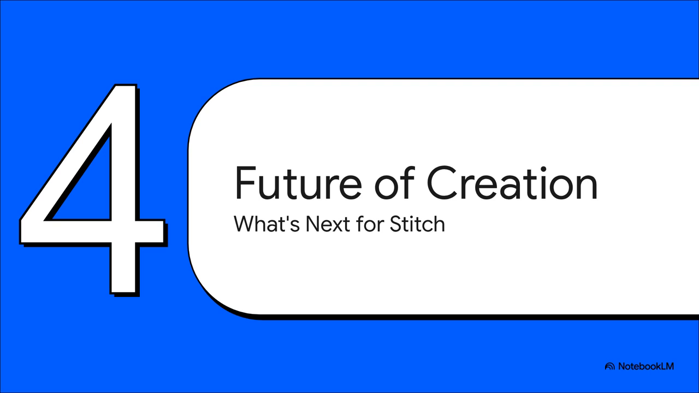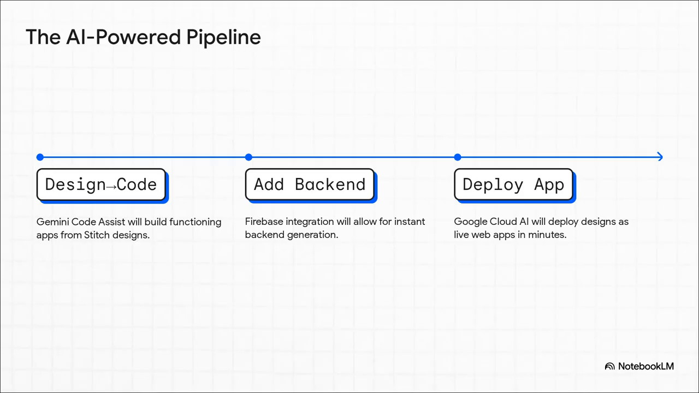So where is all this heading? What's the next step? Let's take a look at the future Google seems to be building. The big vision here seems to be a complete end-to-end AI-powered pipeline. Just imagine this. Stitch creates the design. It then hands it off to Gemini Code Assist to write all the functional code. That code then automatically connects to Firebase for an instant backend. And finally, the whole thing gets deployed to the web through Google Cloud. We're talking about going from a simple thought in your head to a live, working app, all inside one seamless system.